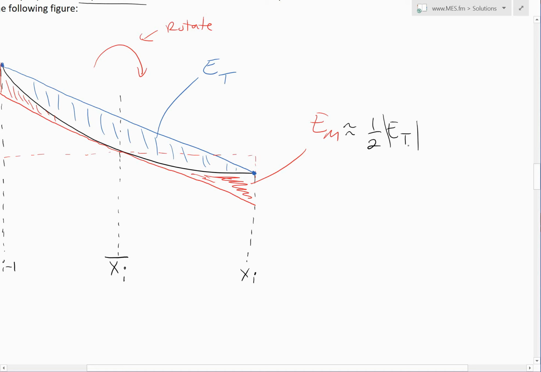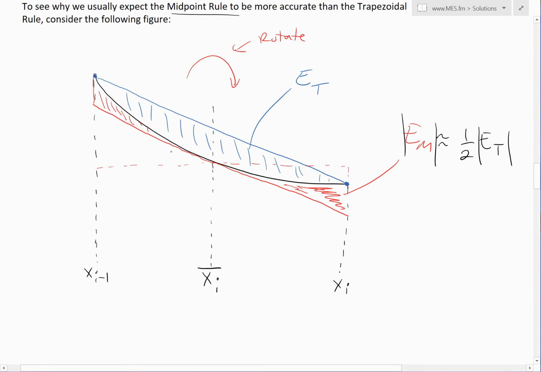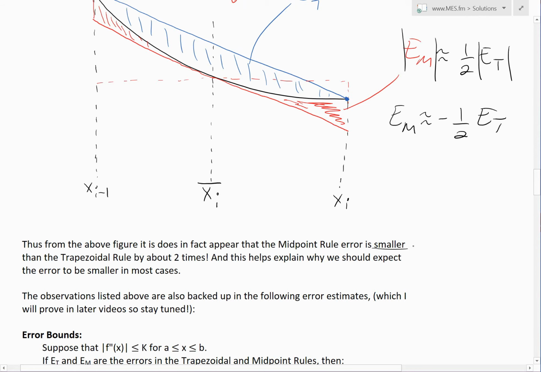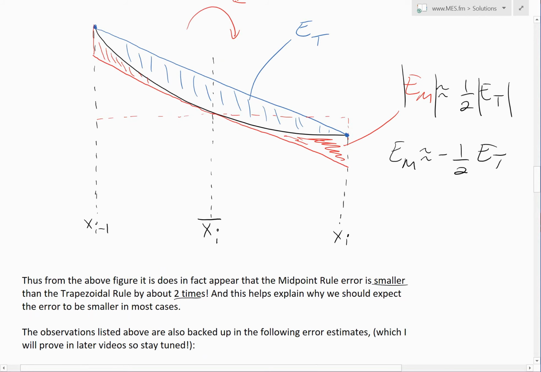And again, use absolute value of it. I'll just use absolute values here because this one is, again, its opposite sign. In this case, we have a negative right here, and this is positive there. So again, we could say that EM is roughly equal to negative 1/2 ET, because this is on the opposite side of this f of x function. And thus from the above figure, it does in fact appear that the midpoint rule error is smaller than the trapezoidal rule by about 2 times, and again opposite in sign in most cases.